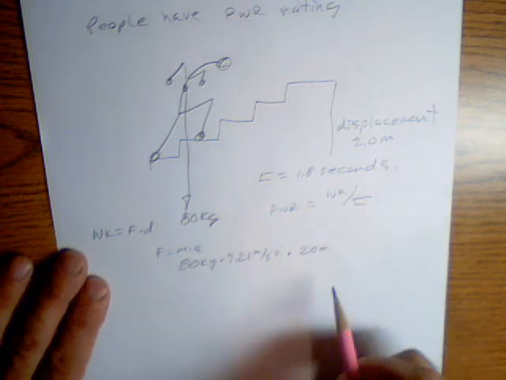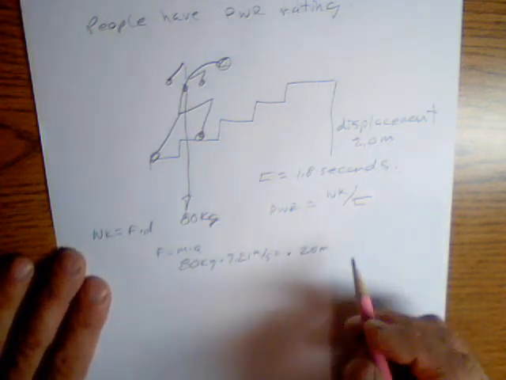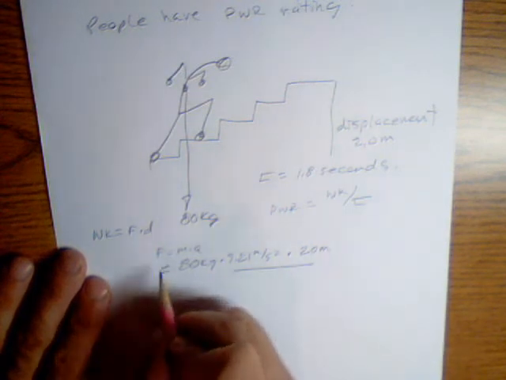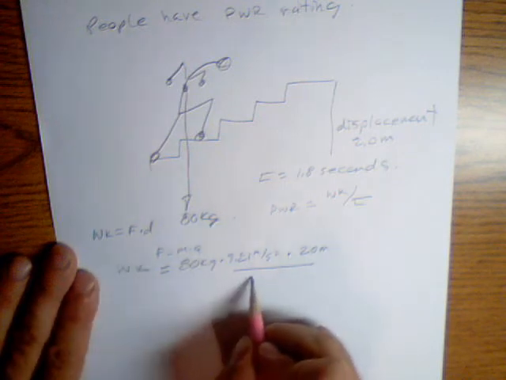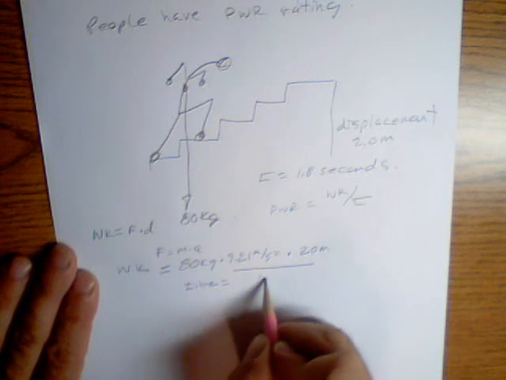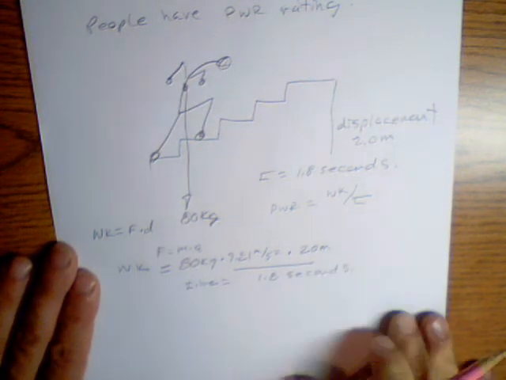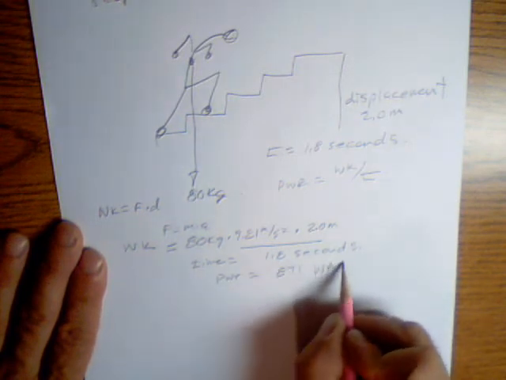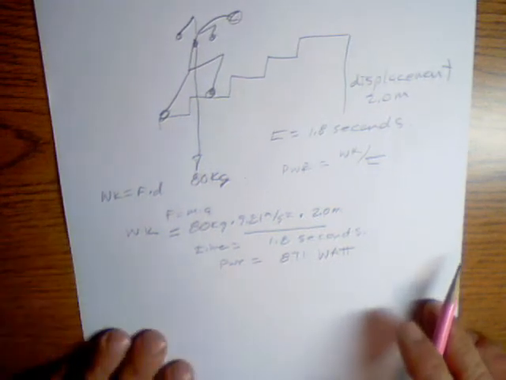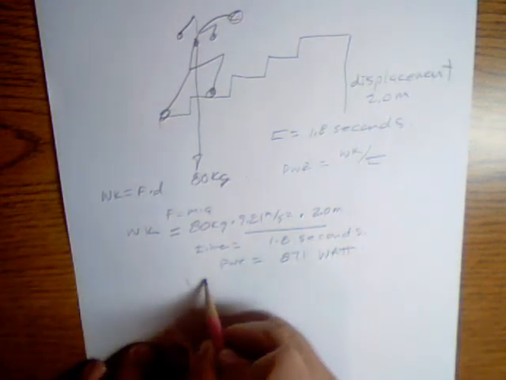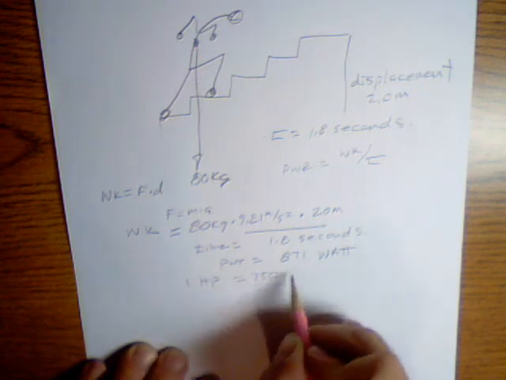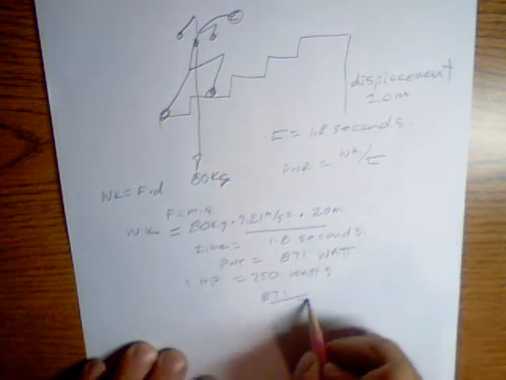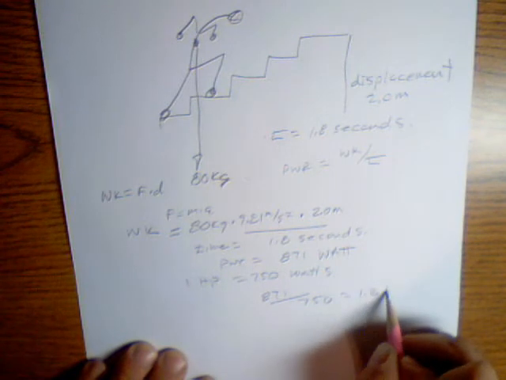Alright, so we have our work. This is work. And now all we need to do is set it against time. So all this is work, we could say, and then down here we just need time. And so the power is 871 watts, which I said are the units for power. So 1 horsepower equals 750 watts. So this person is doing about 1.2 horsepower.